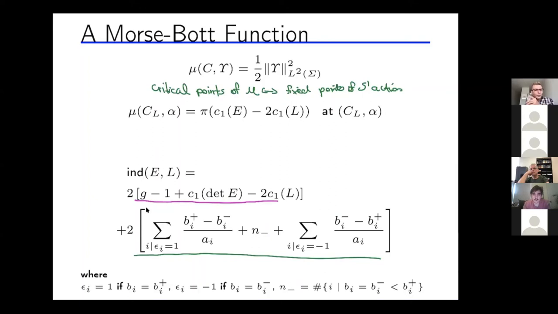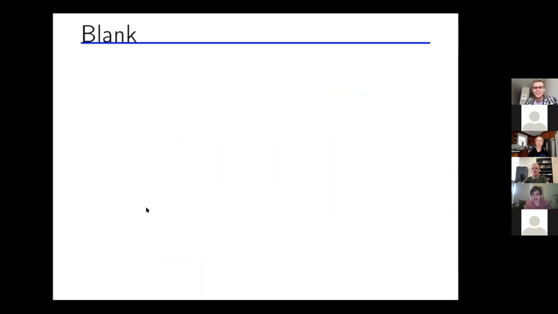Good. Hopefully, any questions? Please feel free before I move to 3-manifolds. Perfect. 30 minutes. Excellent. Just as planned.